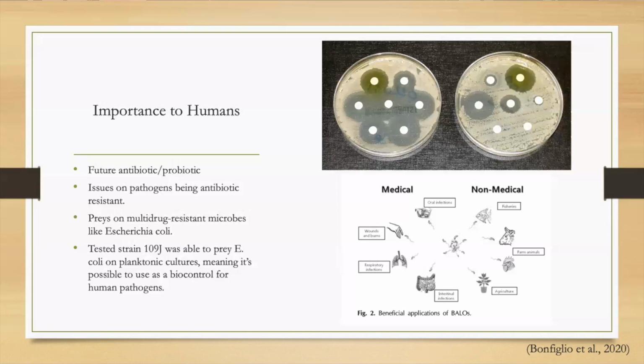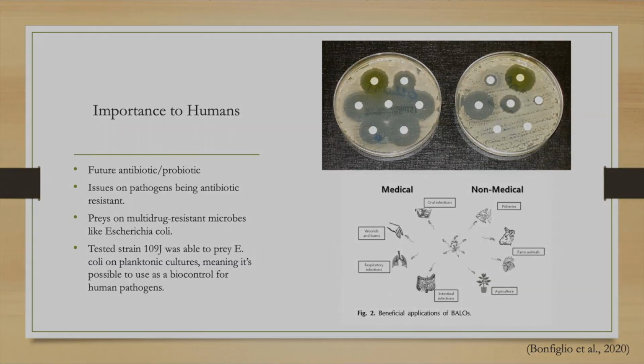This demonstrated that the bacterium can be used as a biocontrol for human pathogens, in which, if you can see in the image below, there are multiple medical uses, like treating oral infections, and even treating wounds and burns, respiratory infections, and intestinal infections. The non-medical part is just showing that it can be used or is actually found as part of the environment, like in fishes, farm animals, and agriculture, which was mentioned in the last slide.